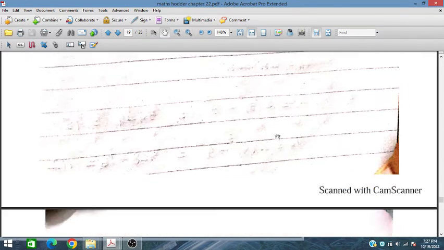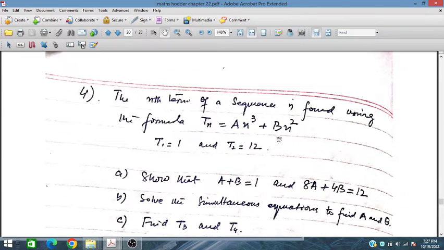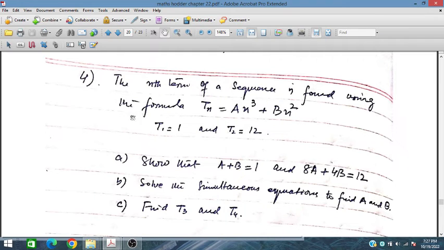In the next session, the fourth problem: the nth term of a sequence is formed using the formula Tn is equal to An cube plus Bn, and T1 is equal to 1 and T2 is equal to 12. Show that A plus B is equal to 1 and 8A plus 2B is equal to 12. So place n equal to 1. T1 is equal to 1, so this becomes A plus B, and T1 is equal to 1. So A plus B is equal to 1. Very easy. By placing n equal to 2, place 2 here, this becomes 8, this becomes 2. 8A plus 2B is equal to T2 is equal to 12.